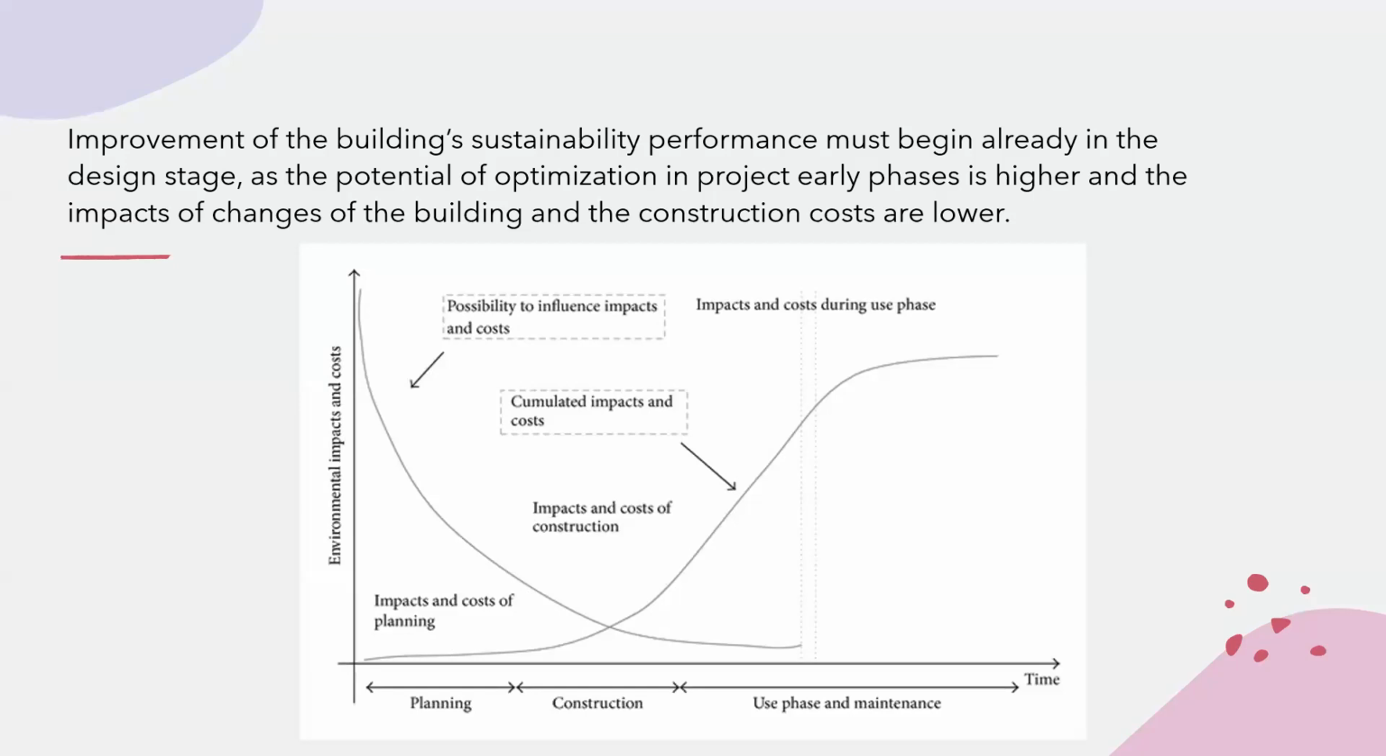So cost will be higher if you try to apply the sustainable aspects into the project in the construction or maintenance stage, but it will be lower if you try to do it in the early planning stage. And the possibility of influencing the impacts is higher in the early planning stage, but it will get lower when it comes to the construction and maintenance stage.